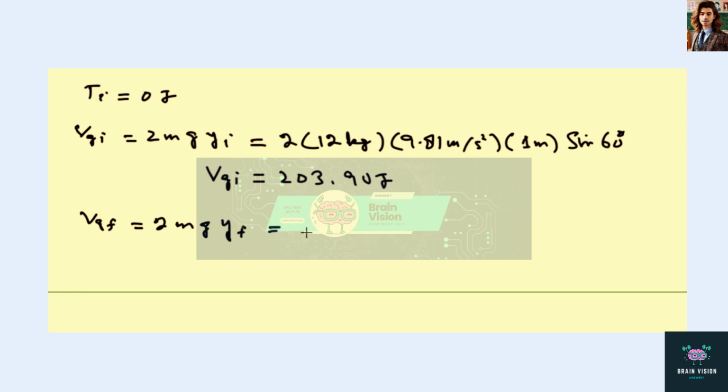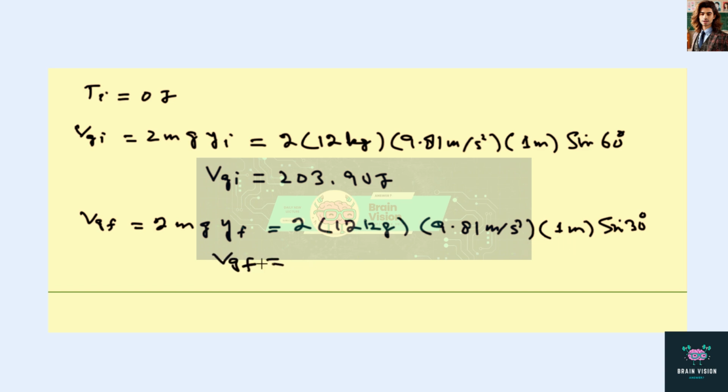Similarly, we can write the equation for Vgf, as Vgf is equal to 2 mgyf. So this is written as 2 into 12 kg into 9.81 meter per second square into the value of y2, which is equal to 1 meter into sine of 30 degree. So this will give us the value for Vgf as 117.72 joule.